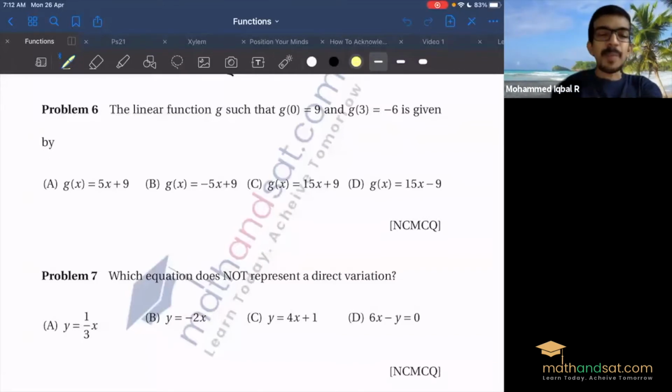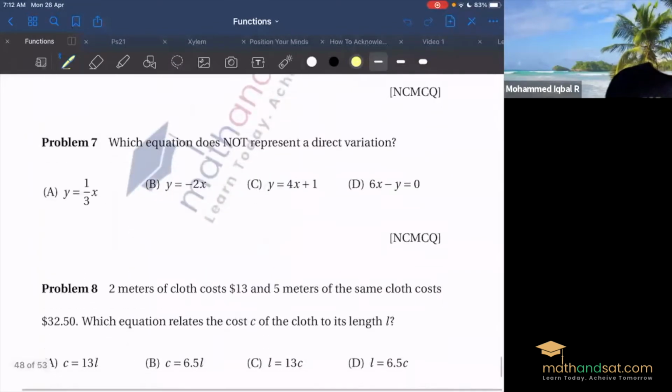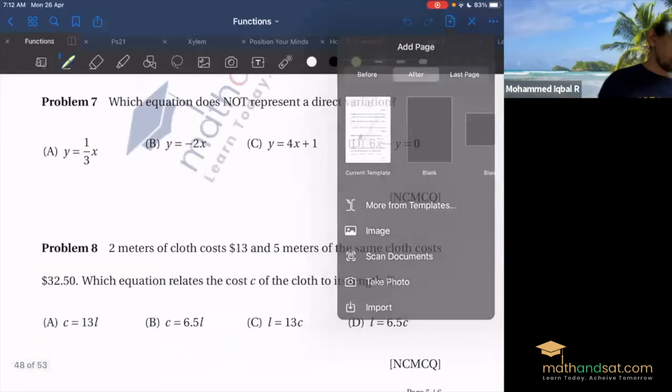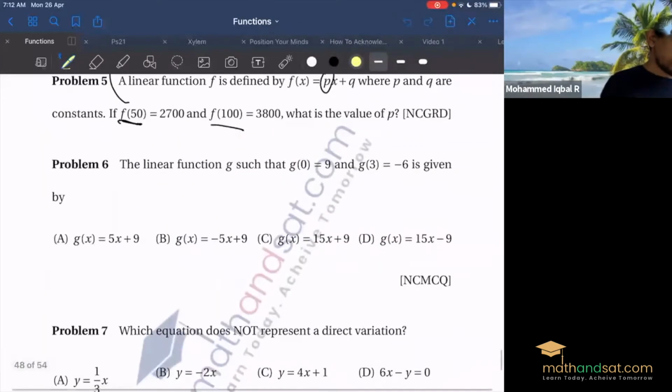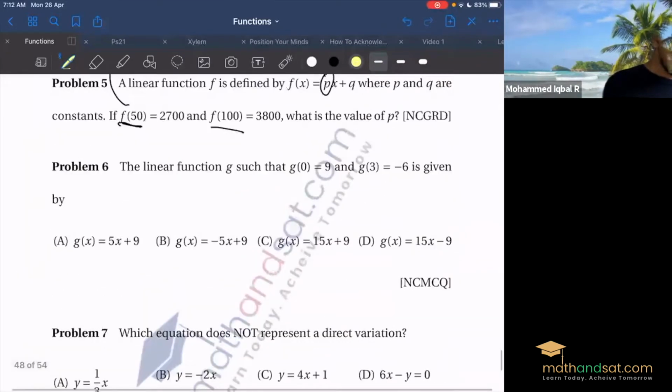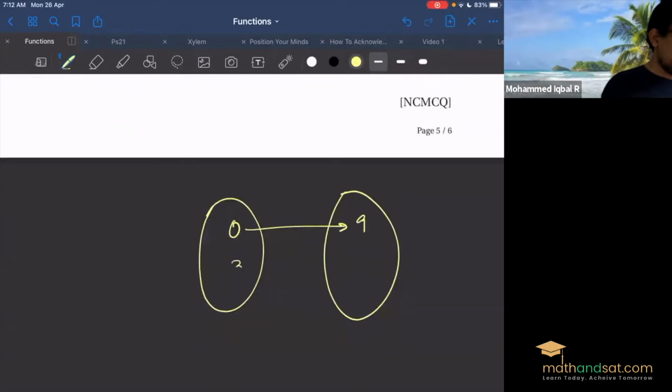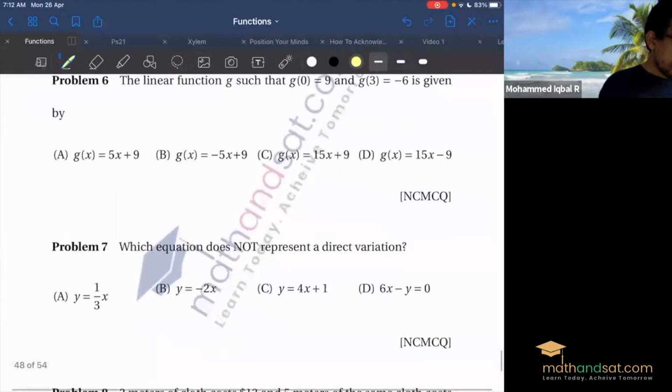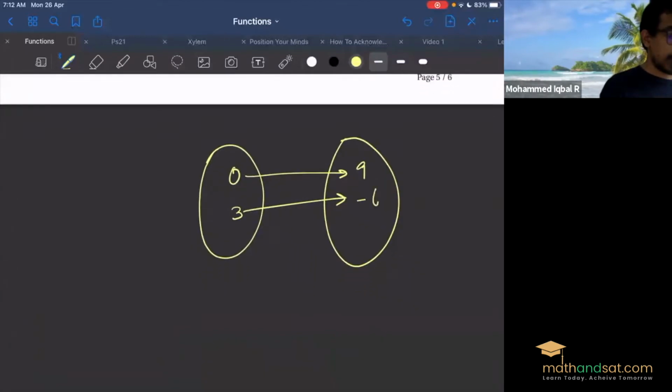So what is the information that is given in the question? When the input is 0, the output is 9. When the input is 3, the output is minus 6. So that's a simple idea. Or you can think in terms of an input-output relationship. For 0, the output is 9. For 3, it's minus 6. That is one way to look at it.